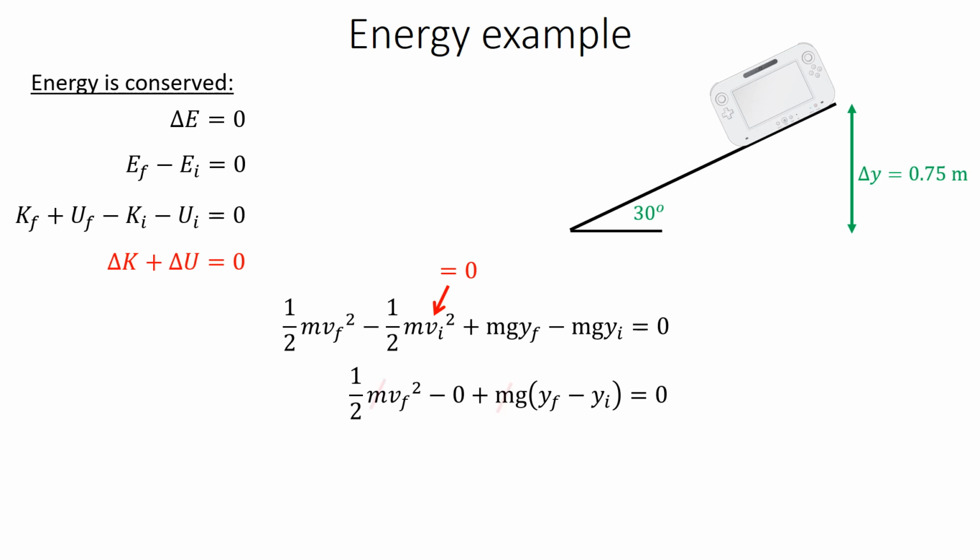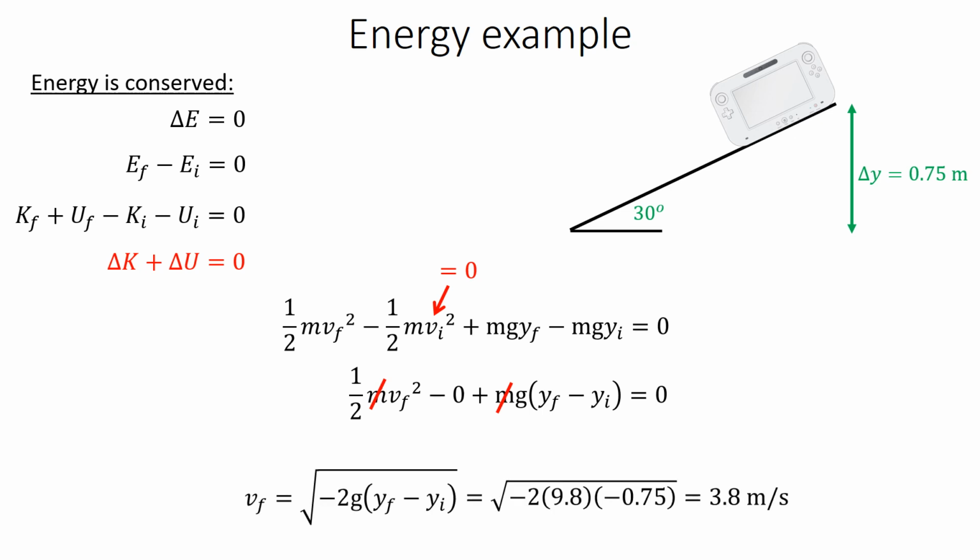So energy conservation gives us a way to determine the final speed of the object, as long as we know how far it has moved.